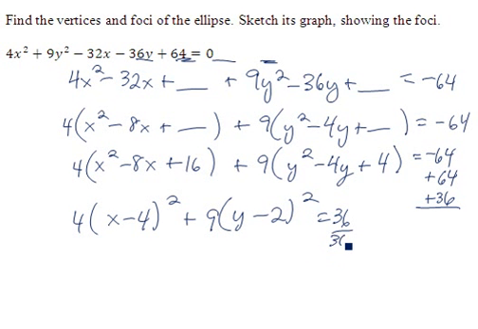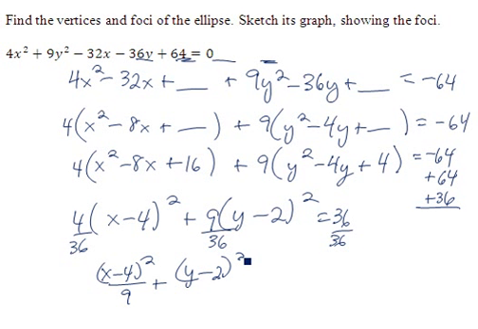Of course, if we divide everything by 36, we'll have a more conventional form for our ellipse. That would be x minus 4 squared over 9, plus y minus 2 squared over 4 equals 1. And so the ellipse that we have will be centered at 4, 2. So 1, 2, 3, 4, 1, 2. Our center is here. And it will have a major axis of 3 units because this 9 is the square of 3. So we'll go 1, 2, 3 from there.